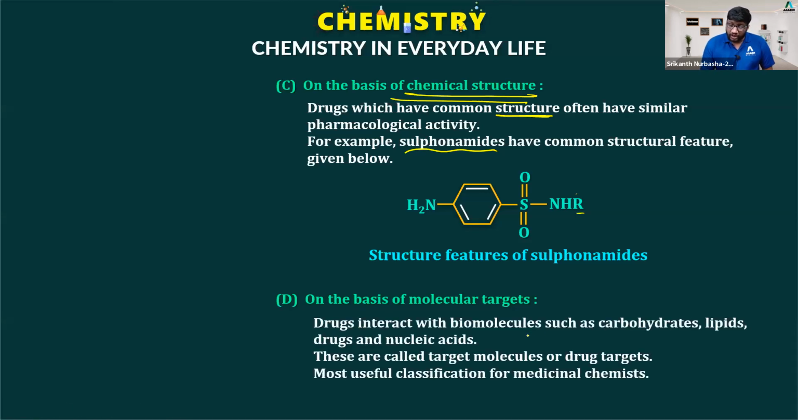Drugs interact with biomolecules such as carbohydrates, lipids, enzymes and nucleic acids. These are called target molecules or drug targets. This is the most useful classification for medicinal chemists. You should know how a drug is interacting with a particular target.